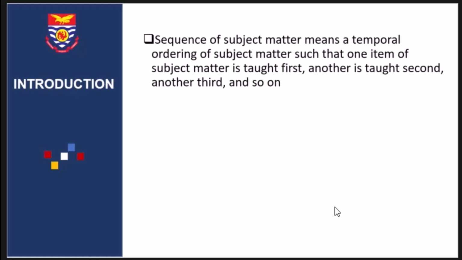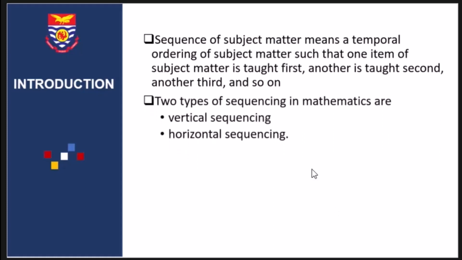Sequence of subject matter means a temporal ordering of subject matter such that one item of subject matter is taught first, followed by another, and then in that order. So when we talk about sequencing, we are talking about how you are going to arrange the content that you are going to give your students so that it follows in a linear order. Basically, there are two types of sequencing when it comes to subject matter in mathematics. We are going to talk about the vertical sequencing and, of course, horizontal sequencing.